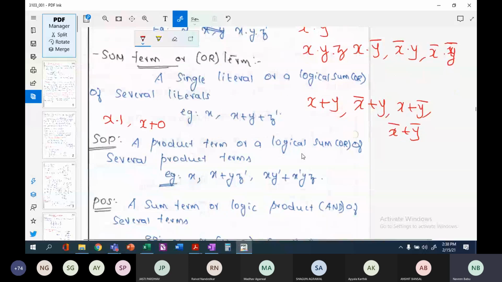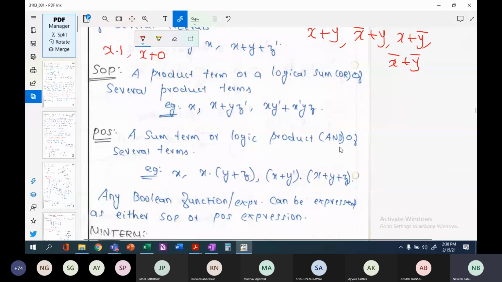Now, what is sum of products? A sum of products is a sum of all the product terms. Some example here is x plus y plus. So this is one product term, an AND term, and this is one AND term, and their sum.